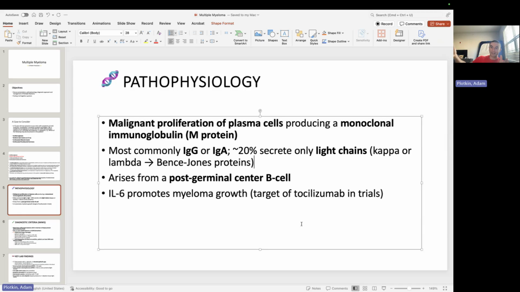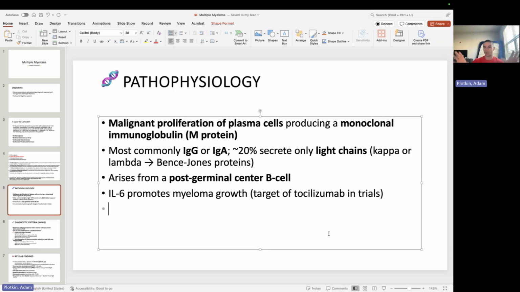The B cell that's already progressed down the road. And then we know that IL-6 promotes myeloma growth, okay? It is the target of this beautiful drug we have called tocilizumab. Tocilizumab is an anti-IL-6 drug that is now being used in a lot of different rheumatological and some hematological processes.